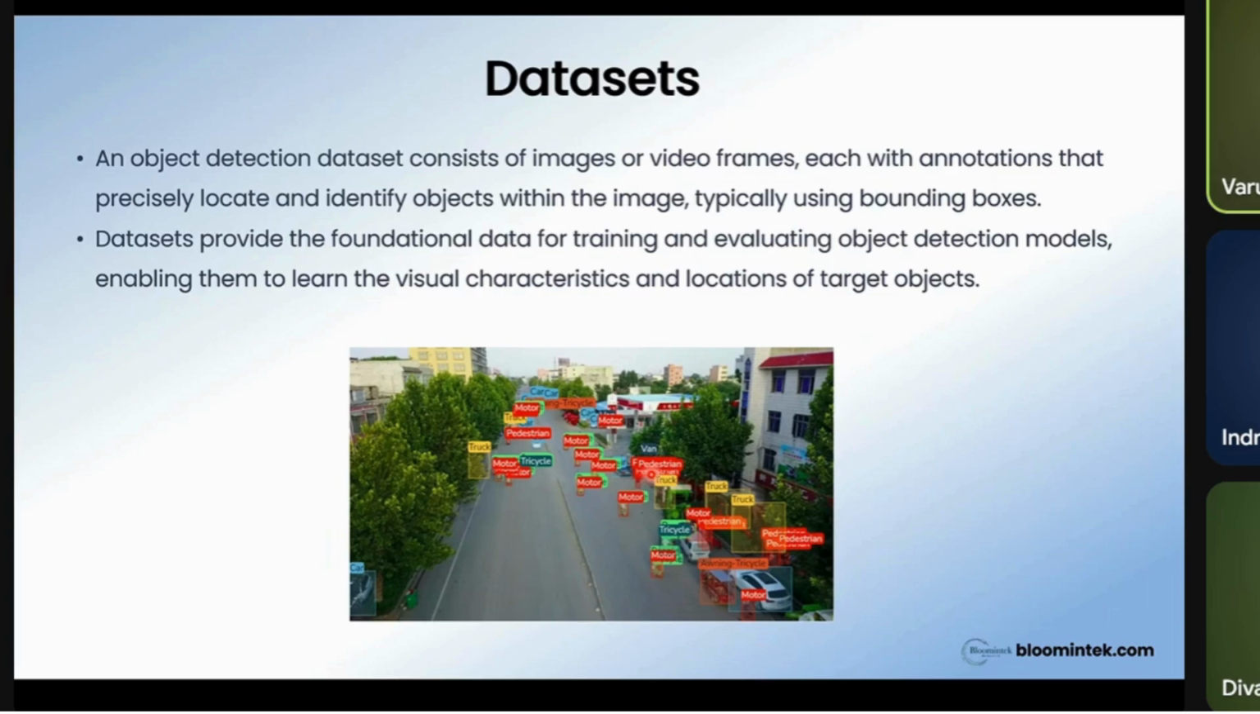Just like in this image, you can see several bounding boxes, and the classes are also mentioned above the boxes: truck, pedestrian, motor, tricycle, etc. So this kind of image is required for training.